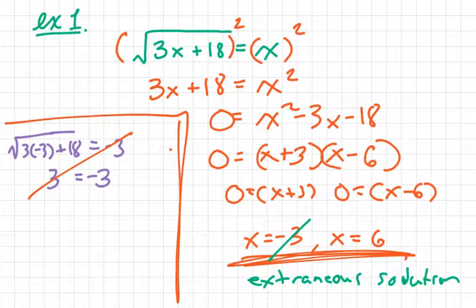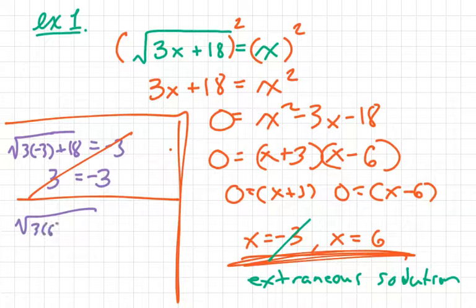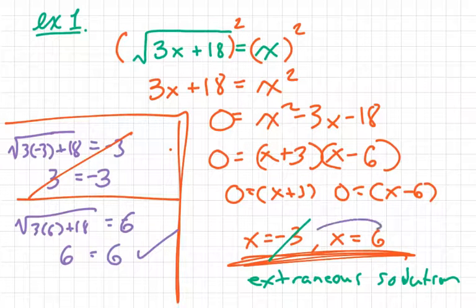Okay, meaning, we got that solution out, but it doesn't actually solve the problem. All right, let's check 6 really quick, okay? So we're going to have the square root of 3 times 6 plus 18 is equal to 6. Okay, so this is going to be 18 plus 18, which is 36. The square root of 36 is 6. So this checks out. 6 is our only solution.